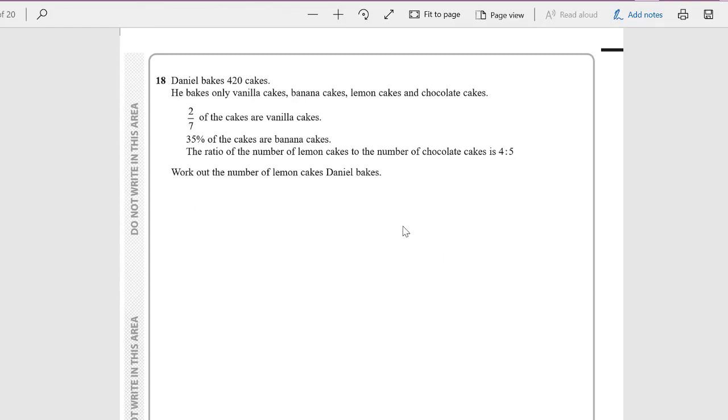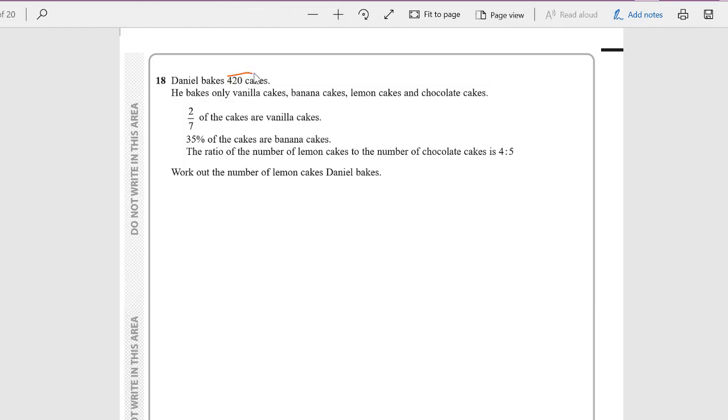Question 18. Daniel bakes 420 cakes. He bakes only vanilla cakes, banana cakes, lemon cakes, and chocolate cakes. 2 over 7 of the cakes are vanilla cakes. 35% of the cakes are banana cakes. The ratio of the number of lemon cakes to the number of chocolate cakes is 4 to 5. Let's see if I can highlight some stuff as well.